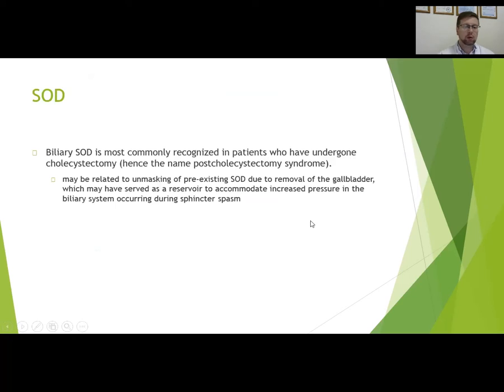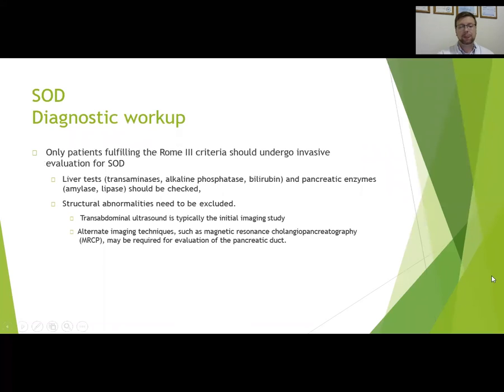This disease is most commonly recognized in patients who have undergone cholecystectomy, hence the name post-cholecystectomy syndrome. It may be related to unmasking of pre-existing SOD due to removal of the gallbladder, which may have served as a reservoir to accommodate increased pressure in the biliary system occurring during the sphincter spasm.